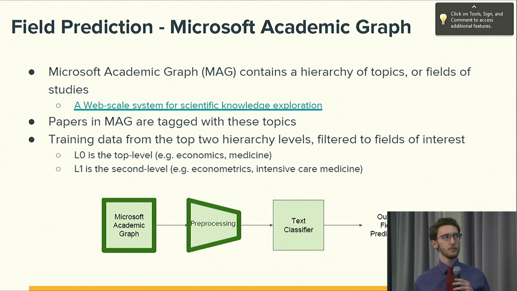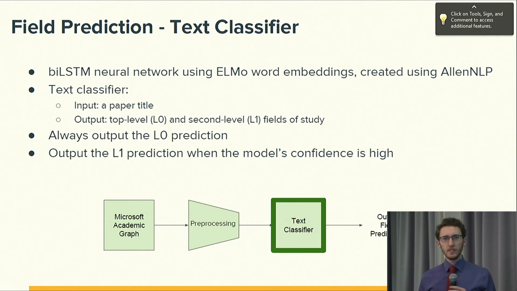So we take the top two levels. L0 is the top level, contains things like economics, medicine. Then we can see L1 is a little bit more specific, things like econometrics or intensive care medicine. And then we train a text classification model on this, specifically a BiLSTM with Elmo word embeddings. That takes as input the paper title, and it's two classifiers actually, one for L0, one for L1. They both take as input the paper title and output a prediction for each of the levels.